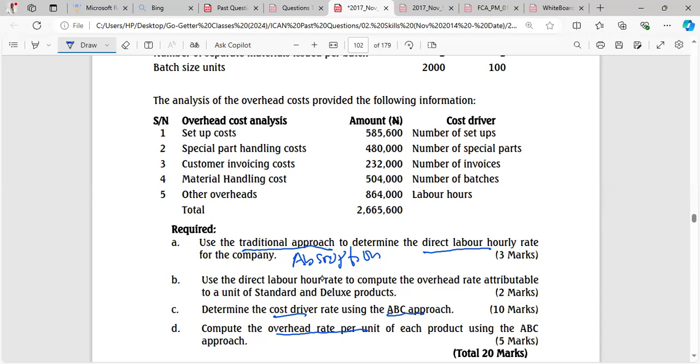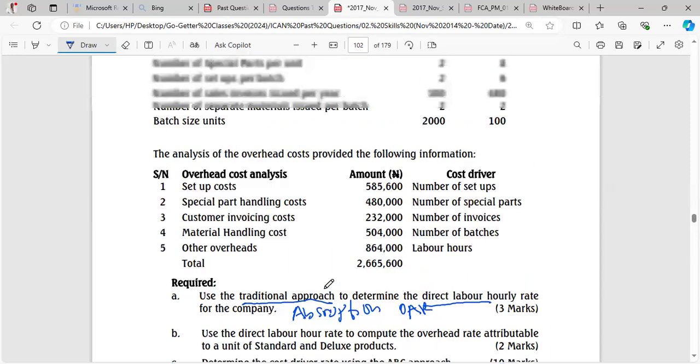Okay, so in this first place, when they say direct labor hourly rates, it means direct labor rates per hour, and it's also called the overhead absorption rates, because it is based on direct labor. All right, so let's get this done now.